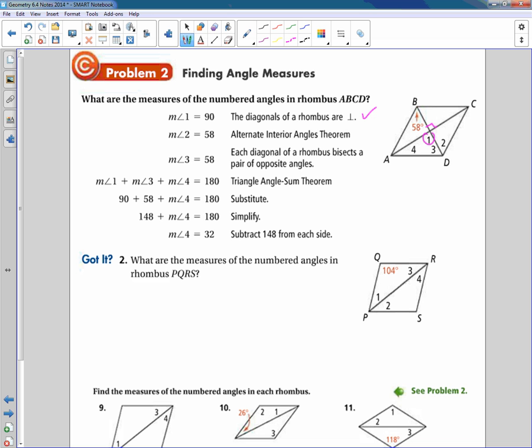Now, if you work your way around this figure, you would notice that if angle 1 is 90 degrees, this one is 90, 90, and 90, right? If we look at B is 58 and this angle in the center is 90, then we have 90 plus 58, which would give us what? 148. Therefore, what is this angle right here at vertex A going to measure? We'd say 180 minus 148 would give us what?